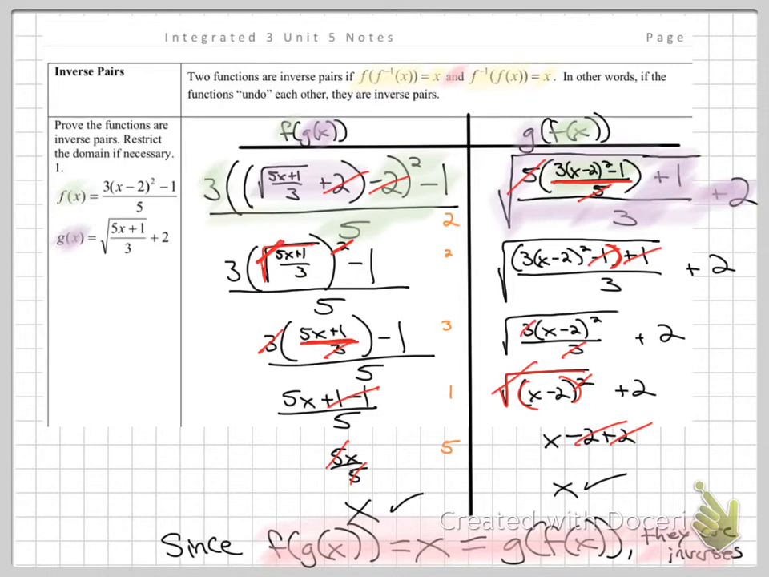If you look at the right-hand side, the first thing I crossed out was the 5's. Then I crossed out the 1's. Then I crossed out the 3's. Then I crossed out the little 2's. And then I crossed out the 2's.